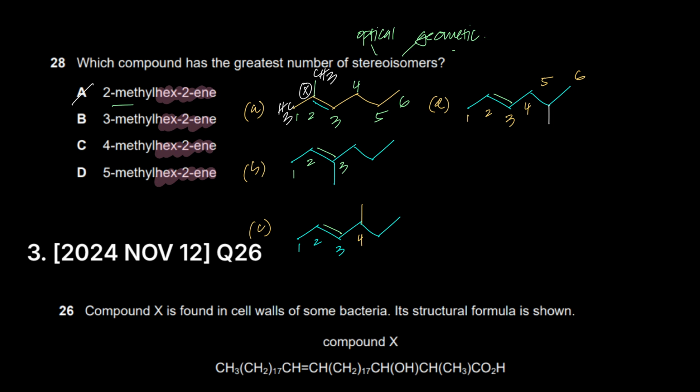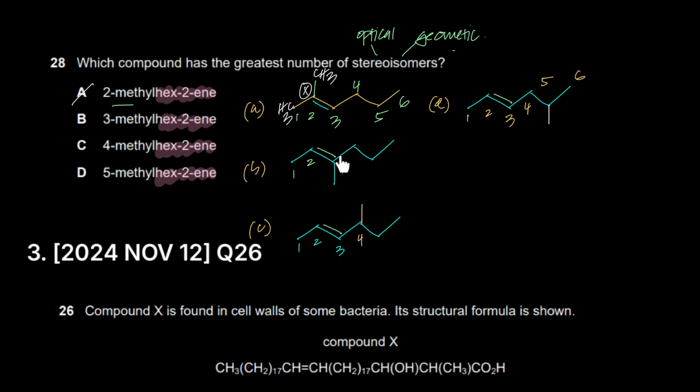Let's look at B. Obviously when you guys are doing this in the exam, it will take you not more than 30 seconds to do it. I have to explain it to each and every student in a lot of detail, so it'll take me more time, but for you guys it should be less than 15 seconds to figure out which one will show you the greatest number of stereoisomers, right?